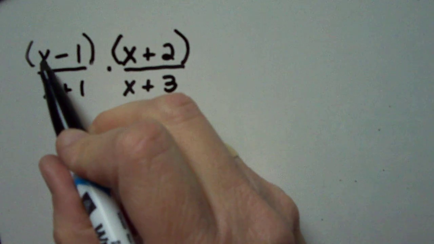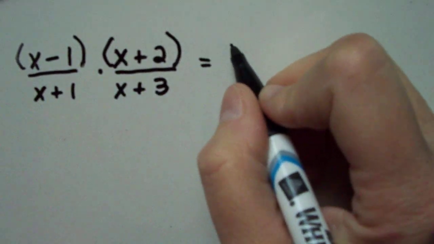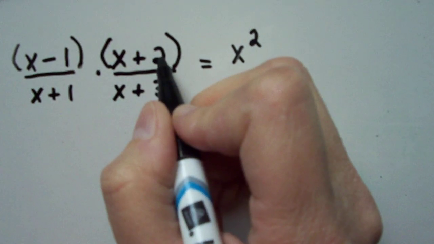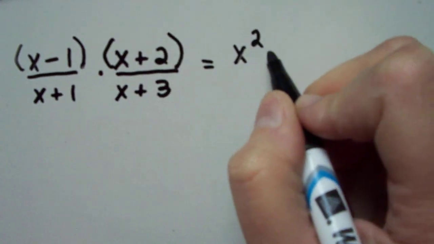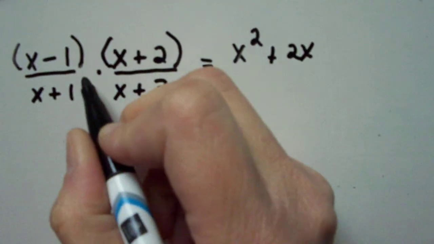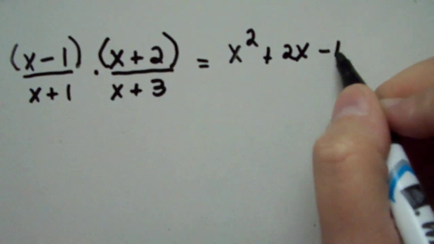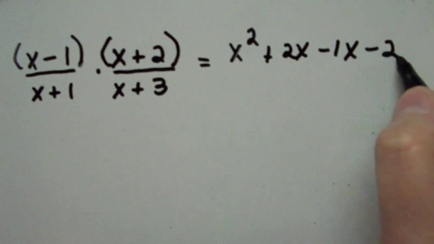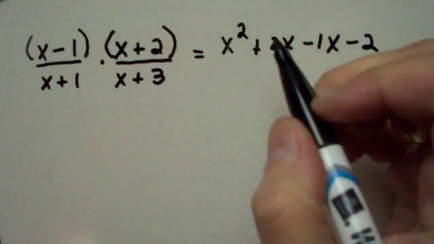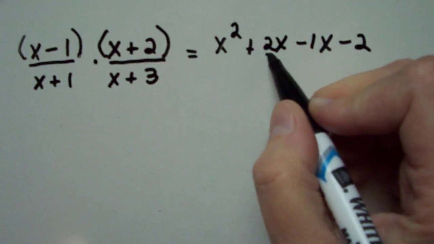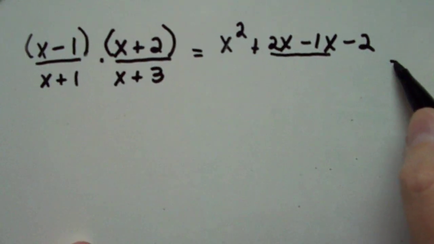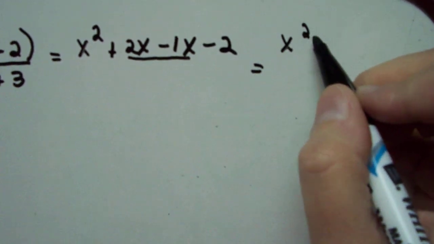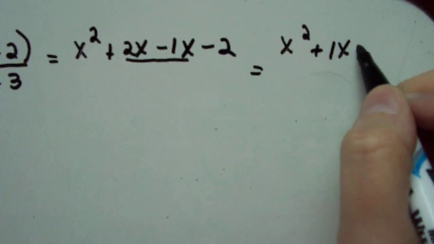Our first, x times x, is x squared. The outside, x times 2, is positive 2x. The inside is negative 1x. And our last term, negative 1 times positive 2, is negative 2. Let's combine our like terms here. And that will equal, move my chart over, x squared plus 1x minus 2.